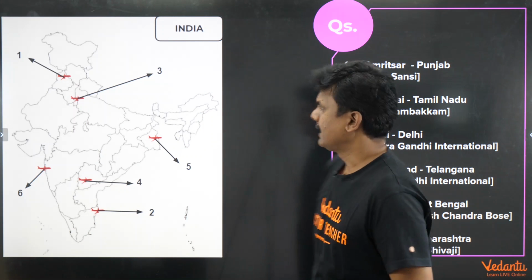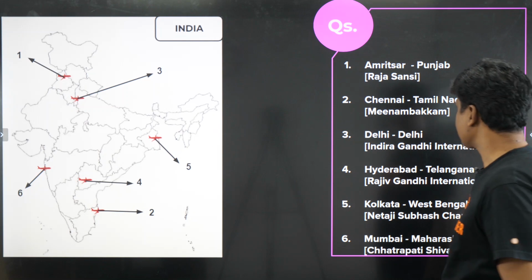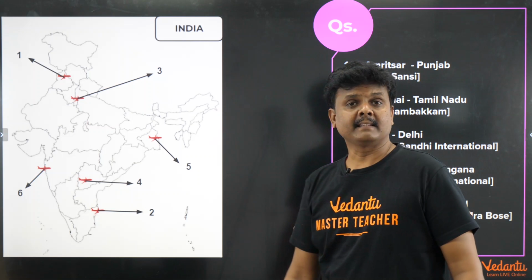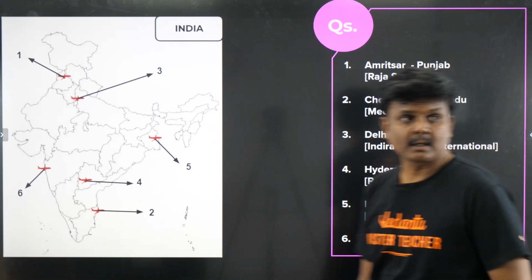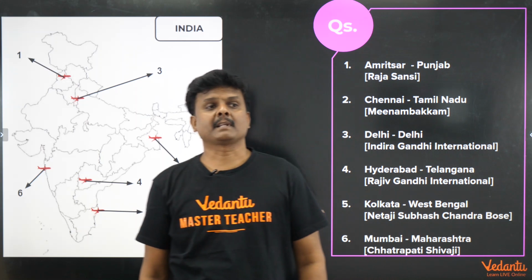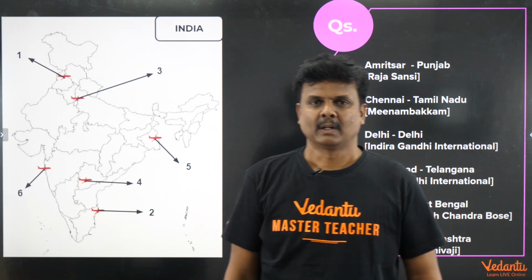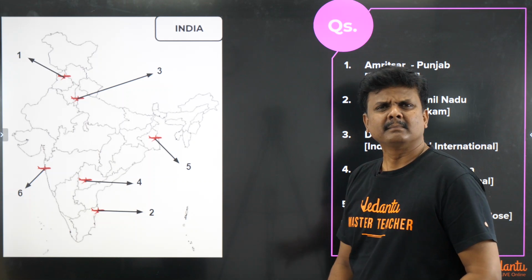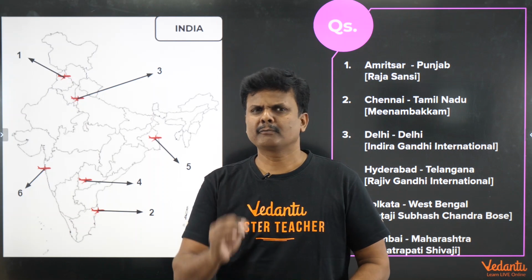And the names, as you know: Amritsar, Raja Sansi Airport; Chennai, Meenambakkam; Delhi, Indira Gandhi International Airport; Hyderabad, Rajiv Gandhi International Airport; Kolkata, Netaji Subhash Chandra Bose; and Mumbai, Chhatrapati Shivaji Airport. Clear, guys? So simple. Just master it for sure.